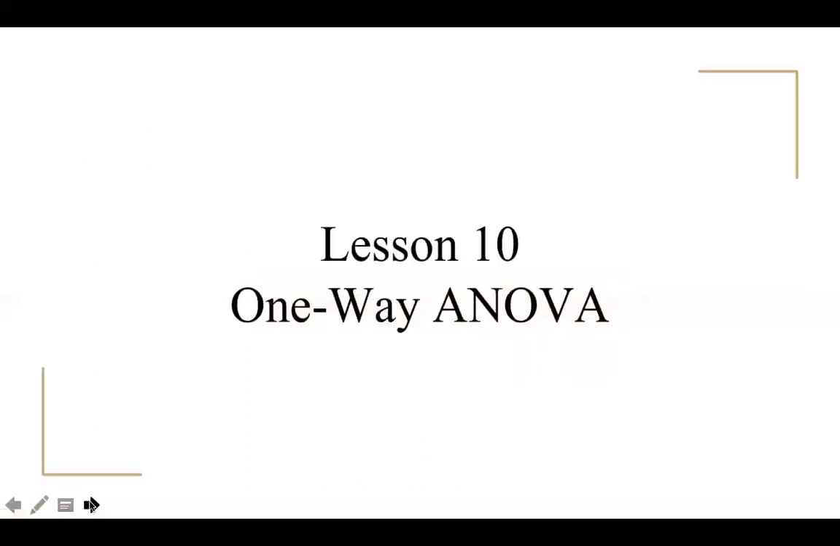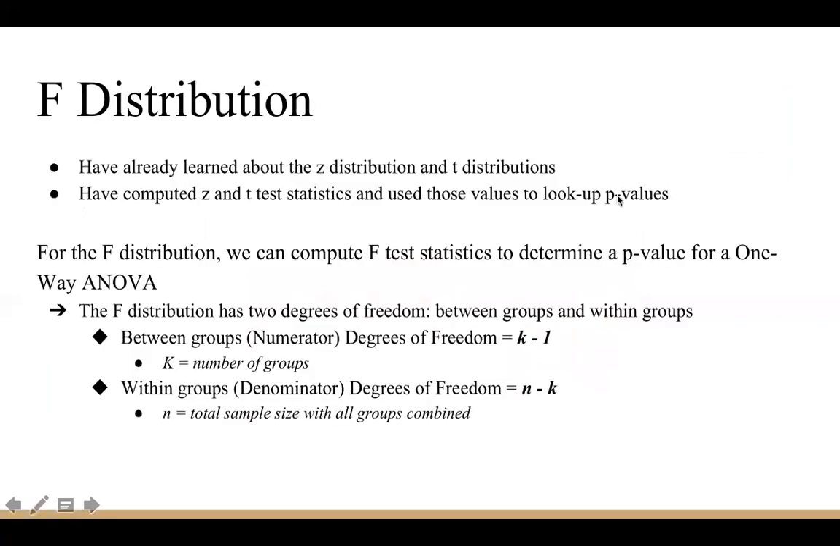We're going into our last unit here, which is lesson 10, one-way ANOVA, which you guys have most recently done. You learned about the F distribution. We've talked about Z, T, and now we're adding the F distribution. For the F distribution, we can compute F statistics, which we can use to determine the p-value for a one-way ANOVA. And if you've noticed, there are 2 degrees of freedom we use for the F distribution: between groups and within groups.